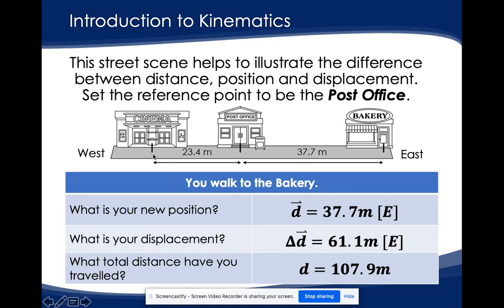Okay, so you started at the movie theater, you went to the post office, you came back to the movie theater, and you went to the bakery. So it's the same path that we followed before. The only difference is that the reference point on this set of examples is the post office, where in the first example that we went over, the reference point was the cinema. So the difference there is basically going to be in your displacement and your position. So that's where we got those different numbers from.